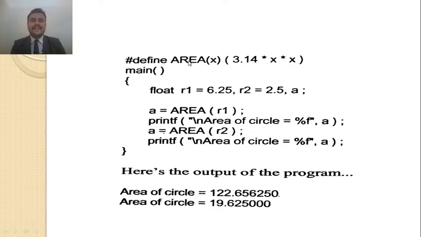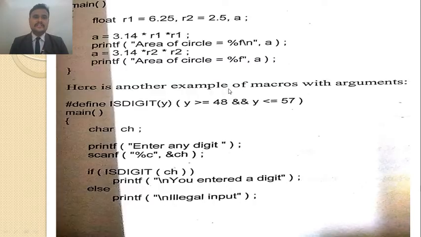So this AREA(x) is a macro template, and this is the macro expansion. The macro template accepts the arguments. Let's take a general example once again. In this way, when we see the preprocessor code, we get these things.